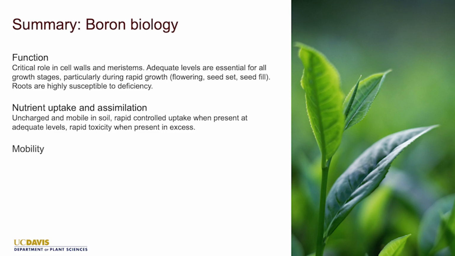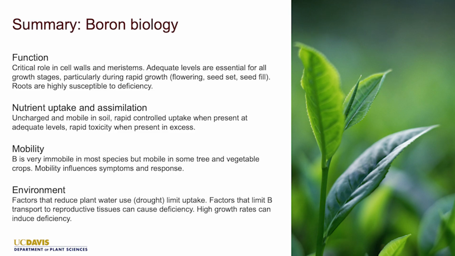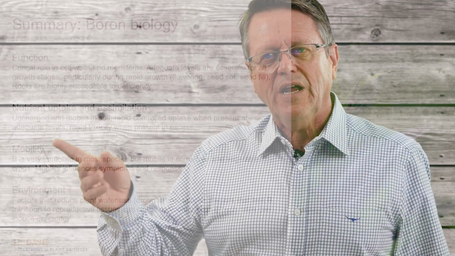We touched on the mobility. Boron in most of our agronomic crops, with the exception of tree crops and some vegetables, is very immobile. And this immobility causes the propensity of plants to become boron deficient if the soil is not supplying boron at very critical stages. The fourth important principle that we outlined is there is an interaction with environment here, and anything that affects plant water use, anything that affects water movement through the plant to reproductive tissues, and anything that affects growth rate has an effect on boron, on its delivery and on its utilization.